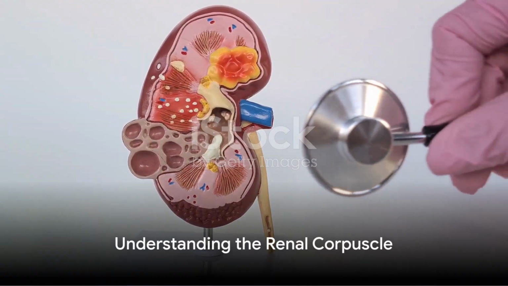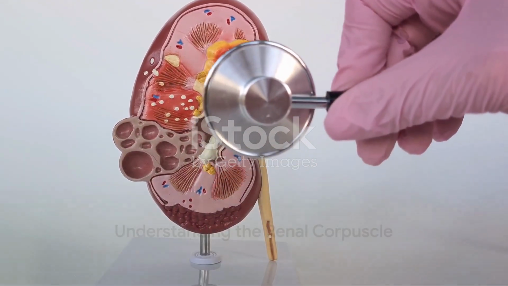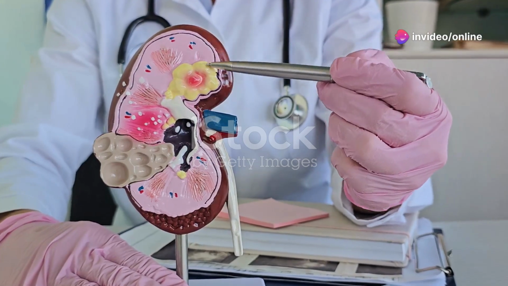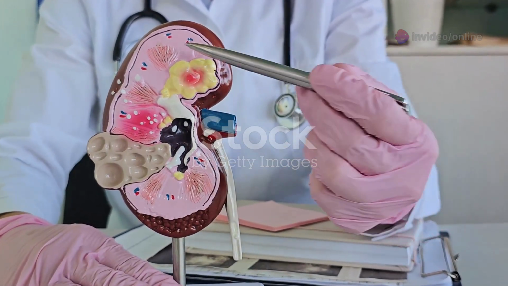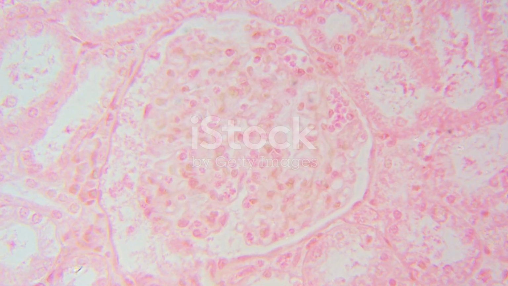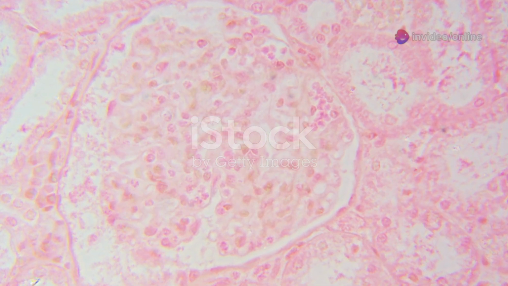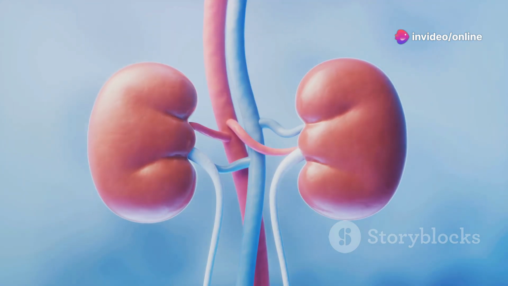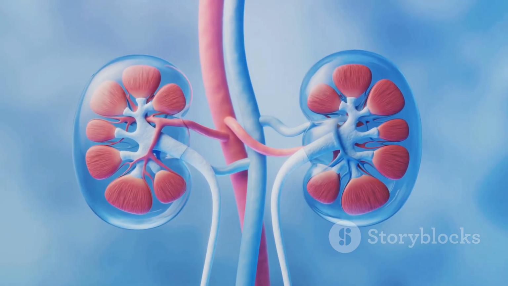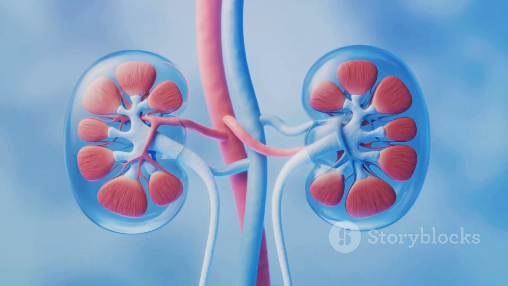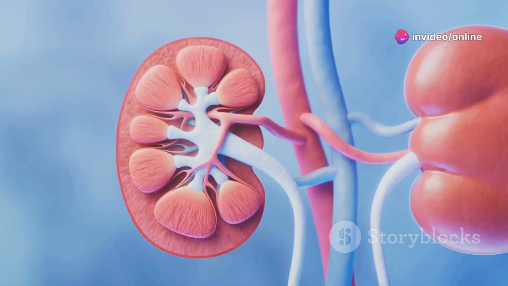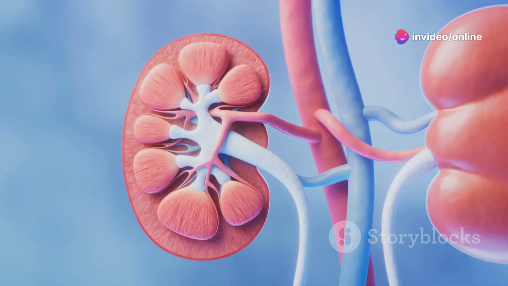The renal corpuscle, the first part of the nephron, lies within the renal cortex. This structure may seem small in the grand scheme of the kidney, but it plays a vital role in the filtration of our blood. The renal corpuscle is composed of two main parts. First, we have the glomerulus, a network of tiny blood capillaries. These capillaries are responsible for filtering the blood plasma to form what we call the glomerular filtrate. Blood enters the glomerulus through the afferent arteriole and then exits via the efferent arteriole.